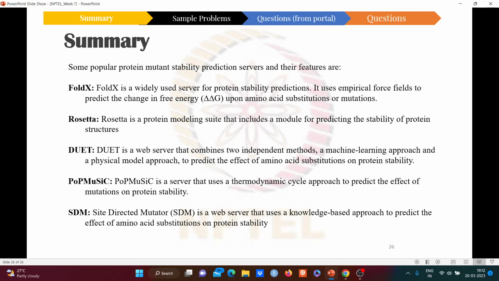These are just a few examples of the tools. Each server has its own strengths and limitations, and the choice of the server would depend on the specific research question and protein system of interest. It is also important to validate the predictions using experimental methods. Even though several servers have been developed, there is still a need for more accurate servers to match the experimental predictions.